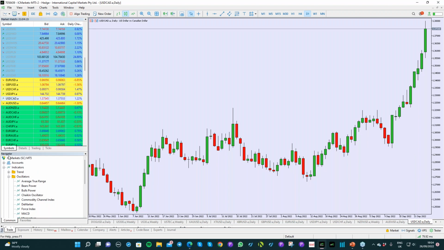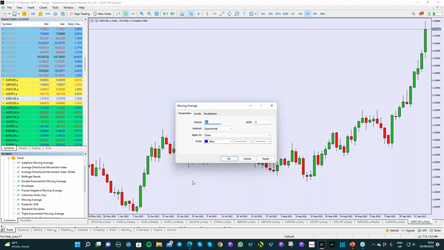So down here in the navigator window, over on the bottom left hand side, there is a kind of expansion button here, a little plus on the left hand side next to indicators. I'm going to click on that, and that will expand this list of indicators. You can see the options are trend, oscillators, volumes, Bill Williams, examples. So I'm going to click the little plus next to trend, and that will give me, if we go down the list, we'll come to moving average. I'm simply going to left click on moving average and drag and drop it onto my chart.